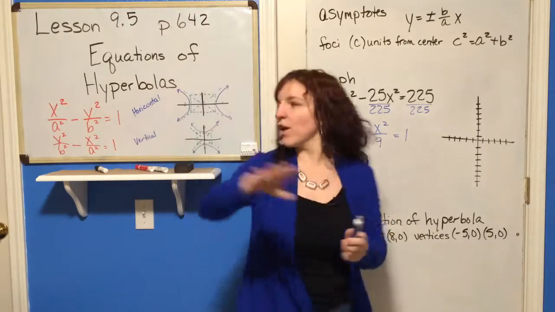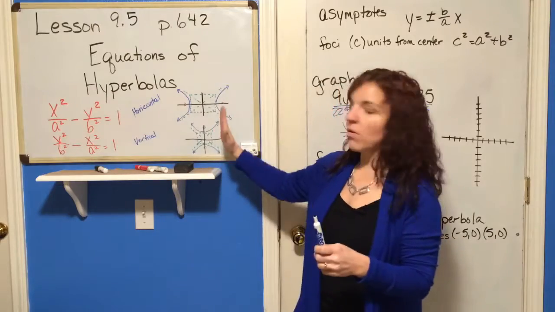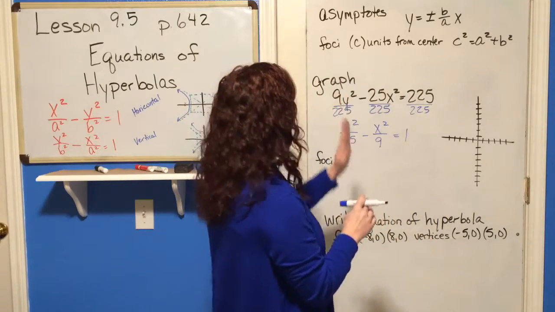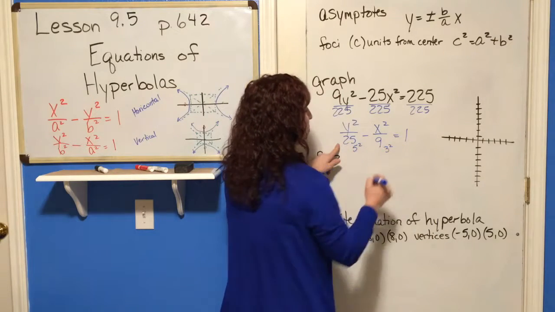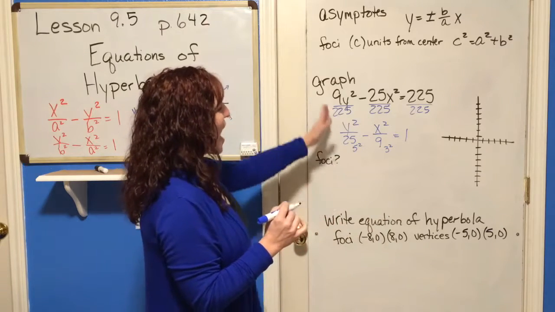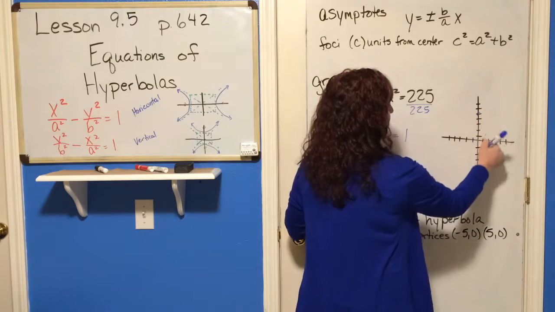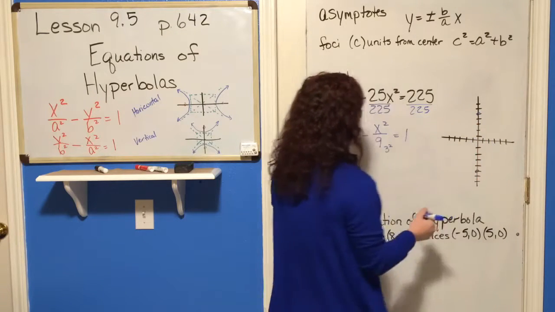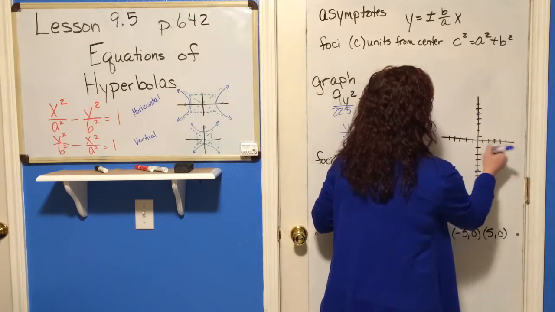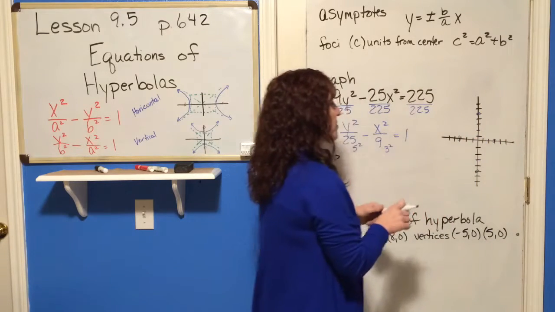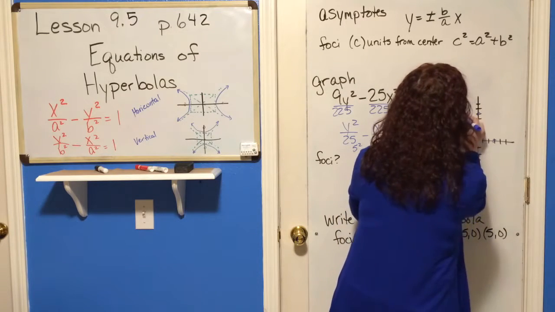This equation has y first, so it's going to be vertical. My foci are going to fall on my y-axis. We can also rewrite this as 5 squared and 3 squared. So on the y-axis, we're going to go up and down 5: 1, 2, 3, 4, 5. There's a point here, and 1, 2, 3, 4, 5, there's a point here. Then on the x-axis, we're going to go right and left 3: 1, 2, 3, there's a point here, and 1, 2, 3, there's a point here. Once we do that, what that creates is this rectangular shape.